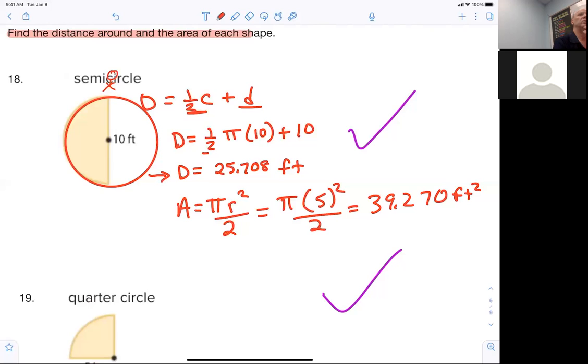It's not the circumference. Circumference is just completely around the circle. This is not going completely around the circle. You're walking around this shape. That is not called the circumference.